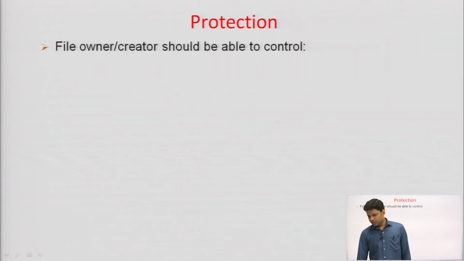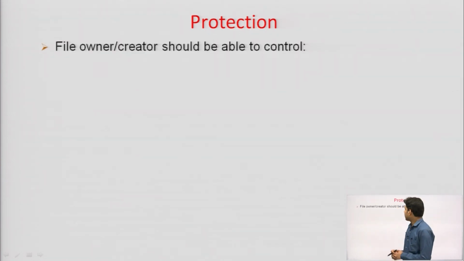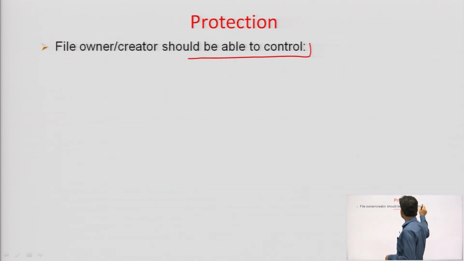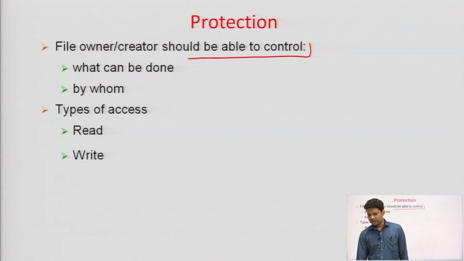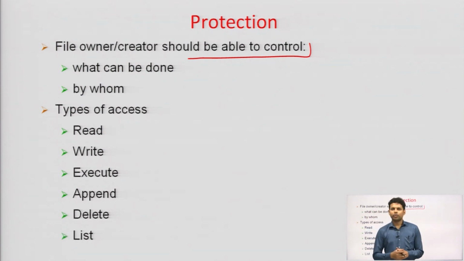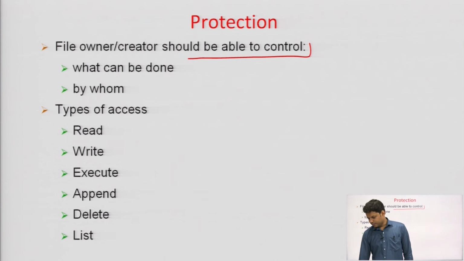Now, what is protection? A file owner or creator should be able to control what can be done by whom. Types of access are read, write, execute, append, delete, and list. All these should be protected so that an unauthorized user cannot perform these kinds of operations on a protected file.